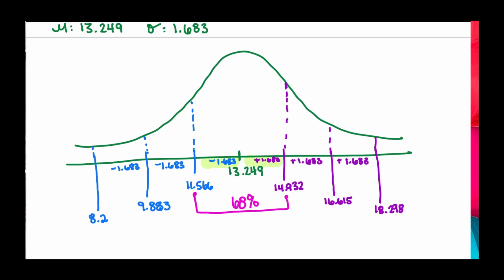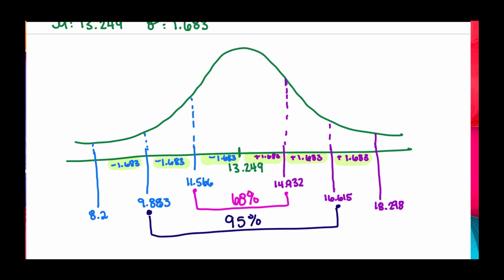Then if I go out 2 standard deviations, so 2 below, so 2 negative 1.683s, and go above 2 1.683s, I get 9.883 below, and 16.615 above, and that we said was approximately 95% of the data. And then if we go 3 each way, 1, 2, 3, 1, 2, 3, we get these numbers. We get 0.82 and 18.298, and that we said was 99.7% of the data.